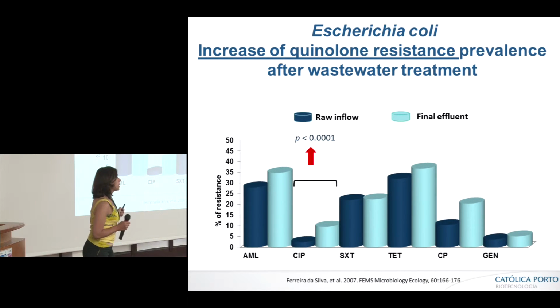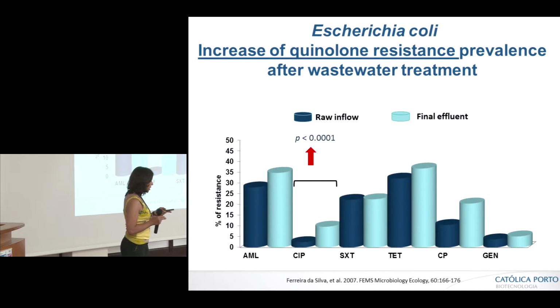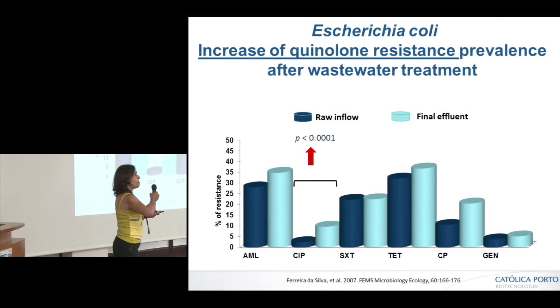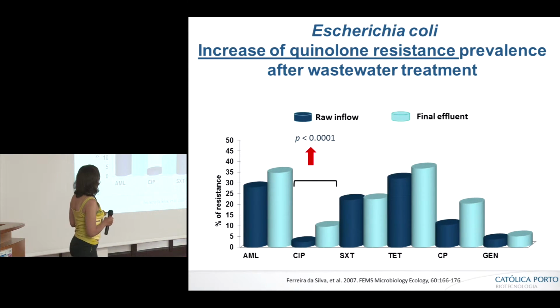Sometimes something not good also happens. Some types of antibiotic resistance can even increase during the wastewater treatment process. When I say increase, I mean that the proportion of a resistant bacteria will increase, will be selected during this process. And this can really be a problem, because instead of cleaning, we are promoting the spread of resistance.